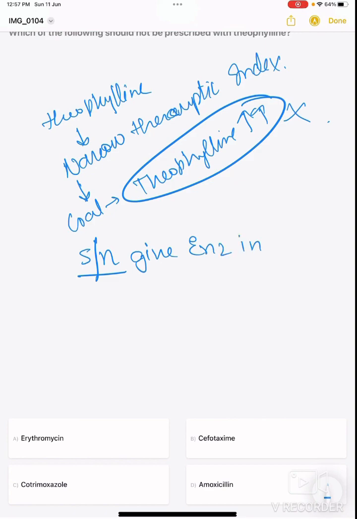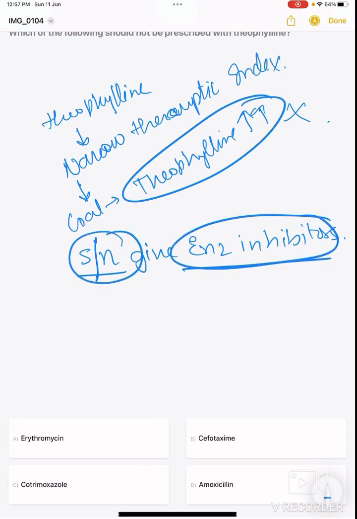Which means that we should not give enzyme inhibitors, because if we give enzyme inhibitors, then cytochrome P450 will not metabolize theophylline and throw it out of the body, and that's why the amount of theophylline will go up. So we should not give enzyme inhibitors. And which of the following is an enzyme inhibitor? Erythromycin. So this is your answer.